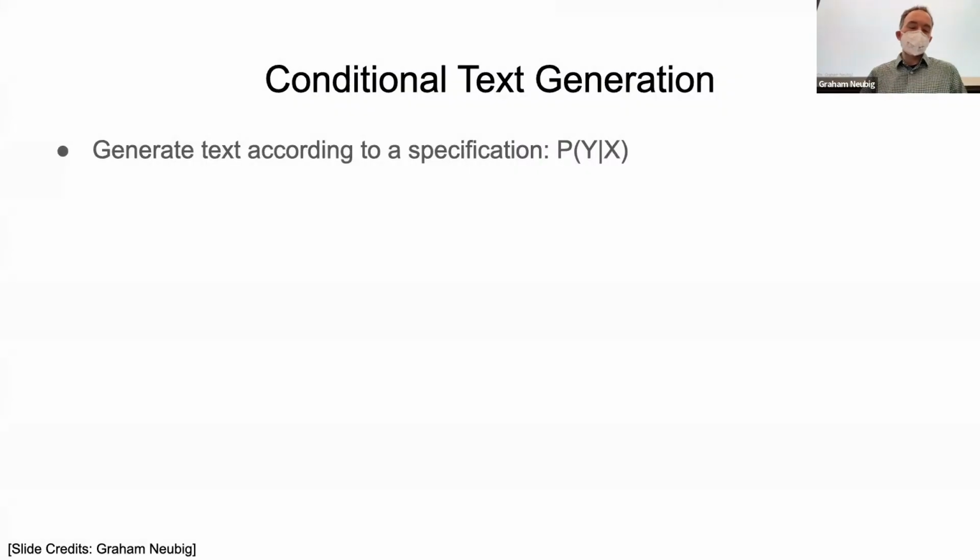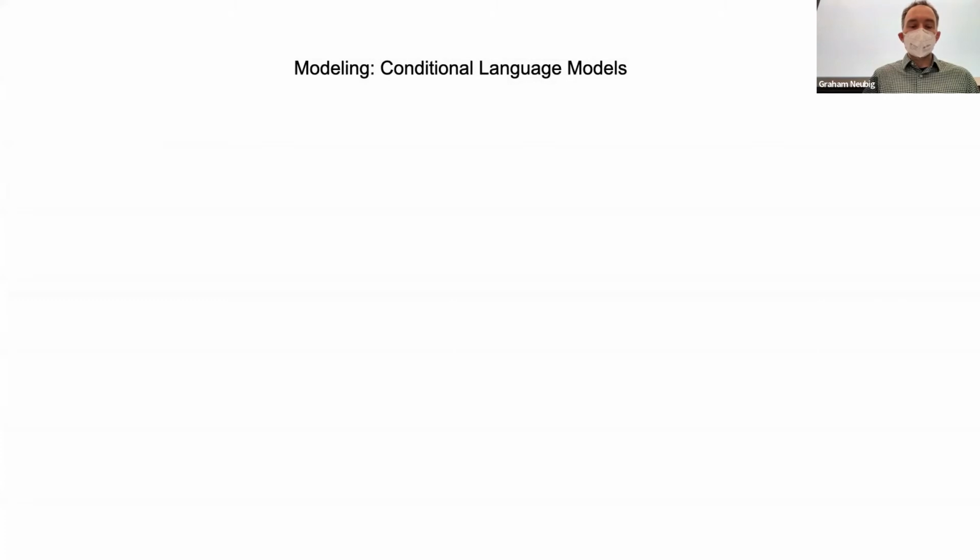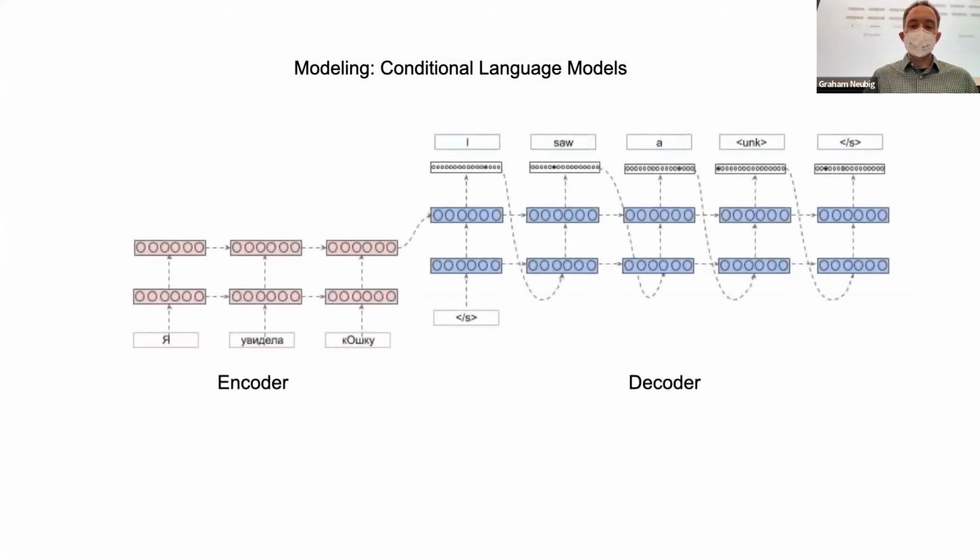So conditional text generation, basically we're generating text according to a specification, like I talked about before in the sequence models class. So we have our input X and our output Y, where it could be for machine translation, image captioning, summarization, speech recognition, etc. The way we model this is using some variety of conditional language model, like a sequence model, like the ones you're training for assignment 2 with our encoder and our decoder.